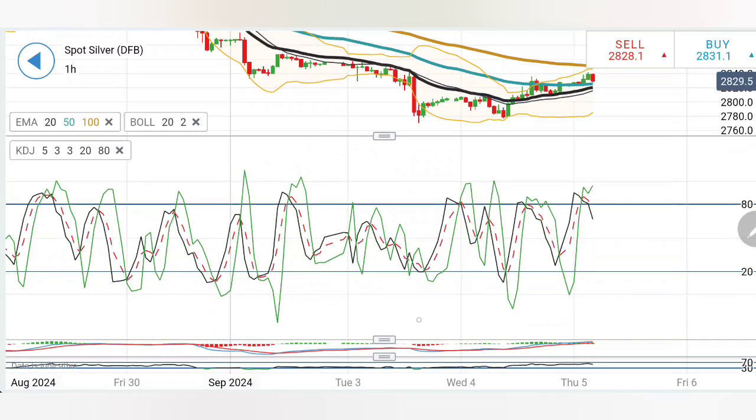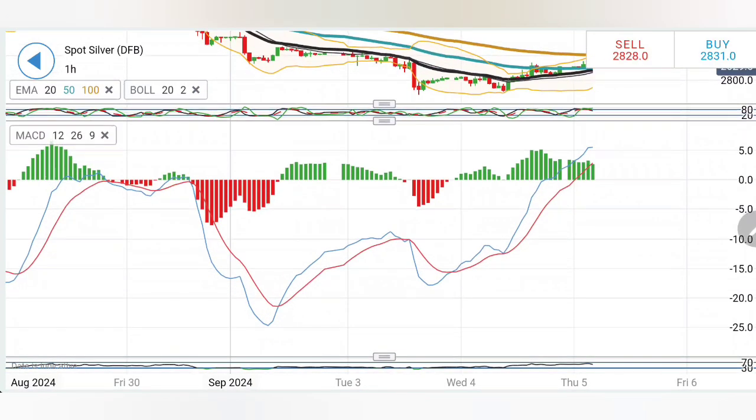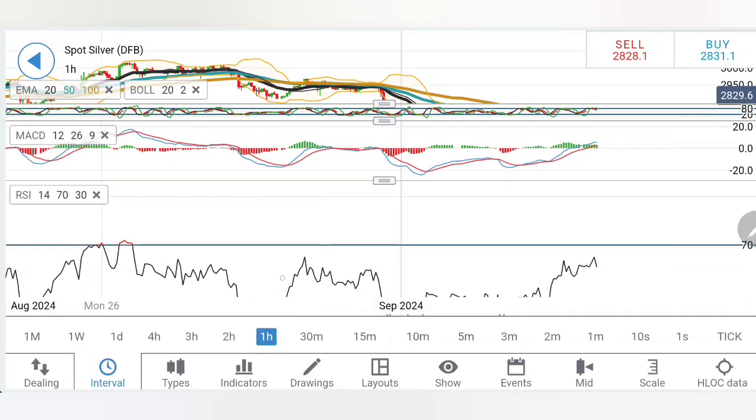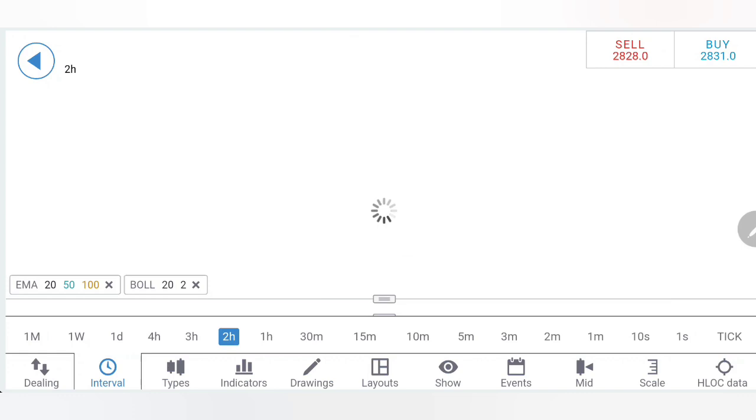If you look at the stochastic, this is near the overbought zone looking downwards. MACD has retraced good enough. It has come above the neutral line. RSI is right now looking downwards, suggestive of slight bearishness in the current candle.